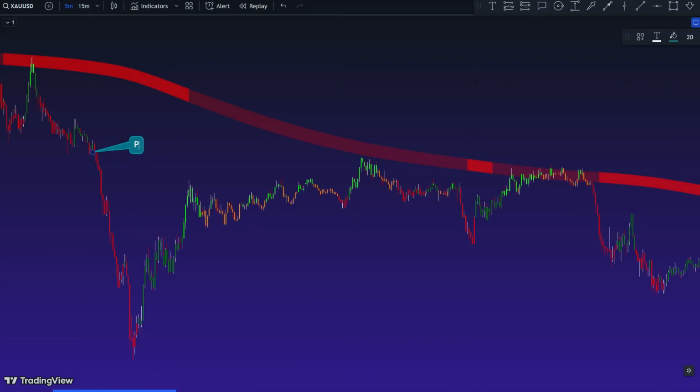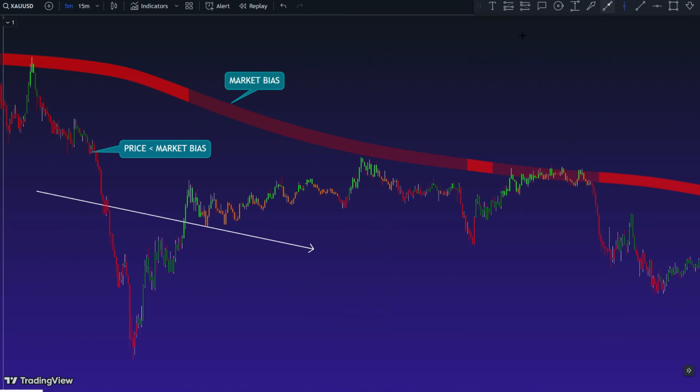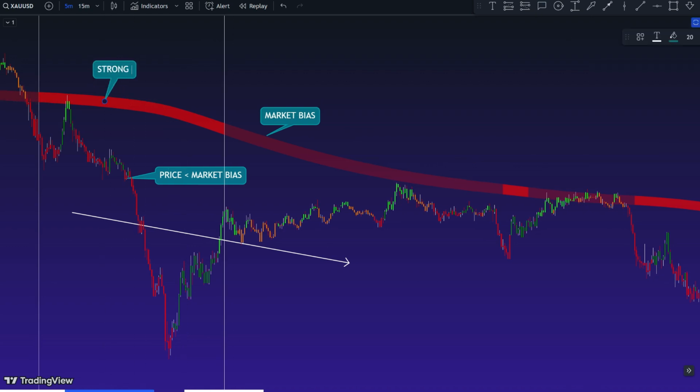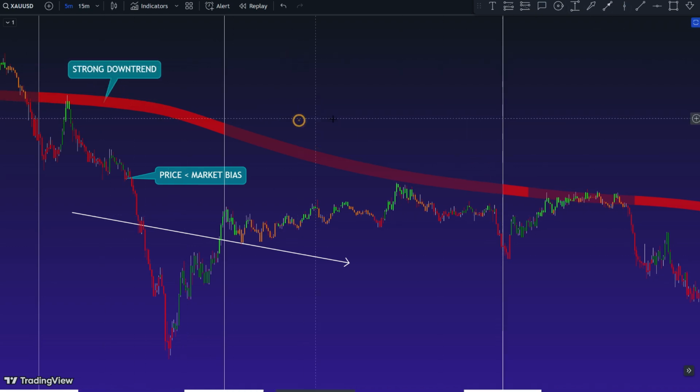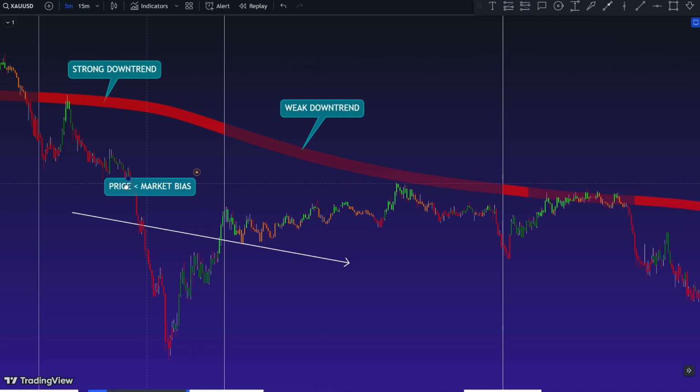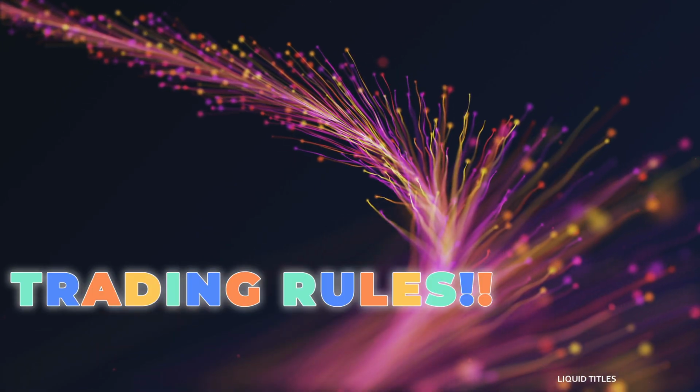On the flip side, if the price action candles dive below the red market bias line, it's a sign that the market is on a downtrend slide. A bright red color with price below it signals a strong downtrend, while a darker red color means the downtrend is a tad weaker. Alright, time to put the Impulse MACD to work.